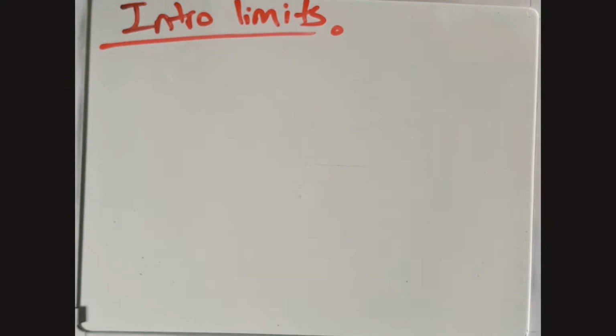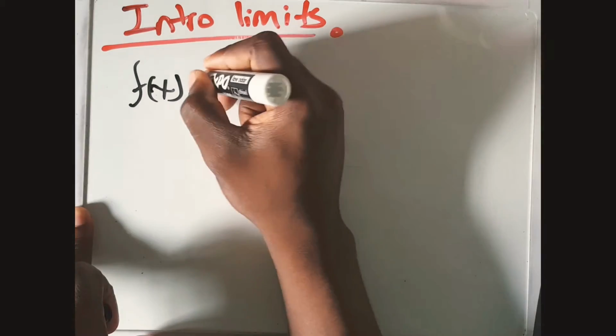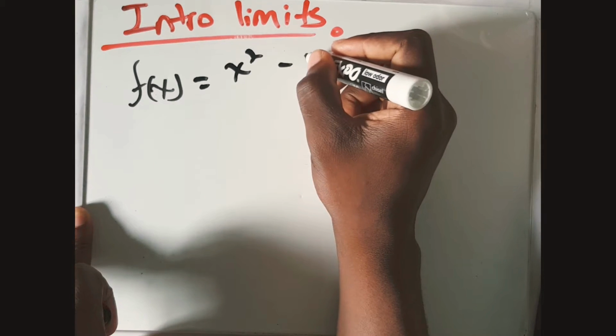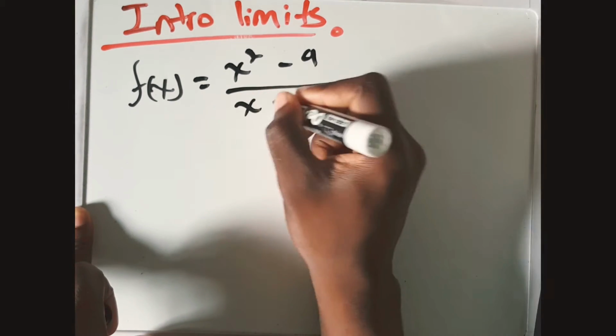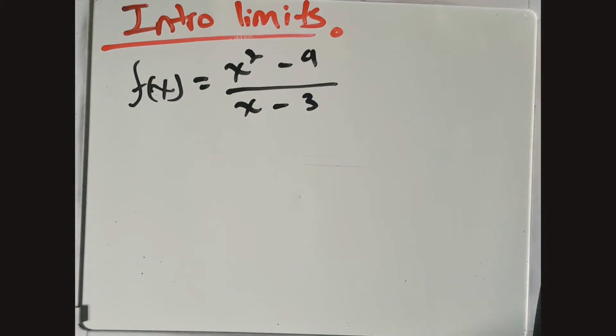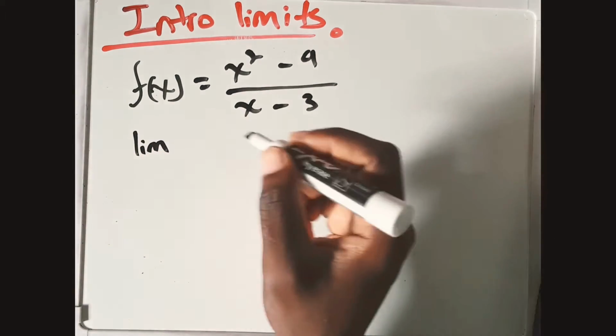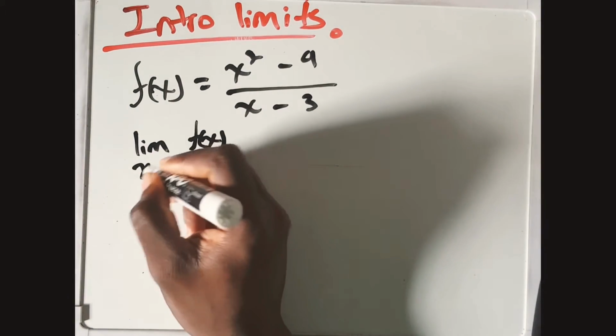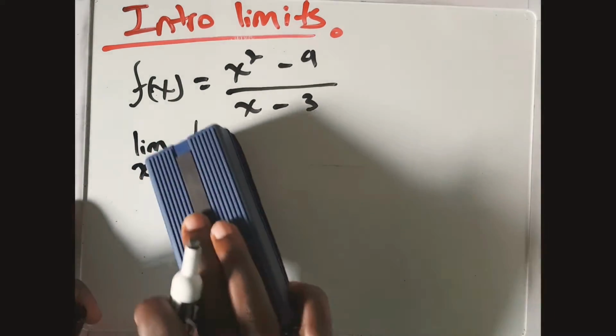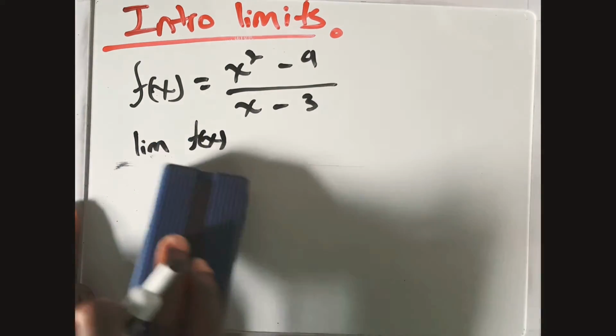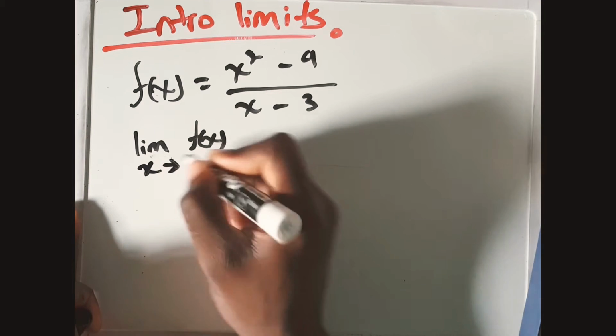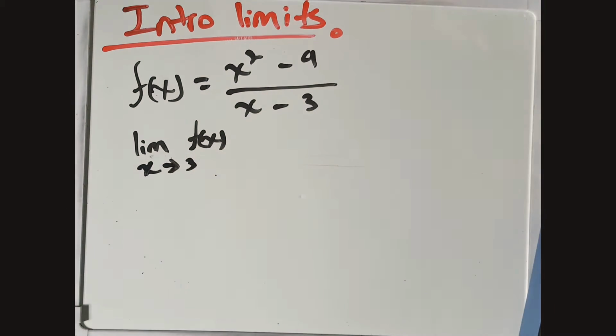Now, say this function is equal to x squared minus 9 over x minus 3. That is your function, and you're supposed to find the limit of this function as x approaches the point 3. That's your question. How you go about this in limits, especially with simpler questions, is that for some questions you can directly substitute values into the function.